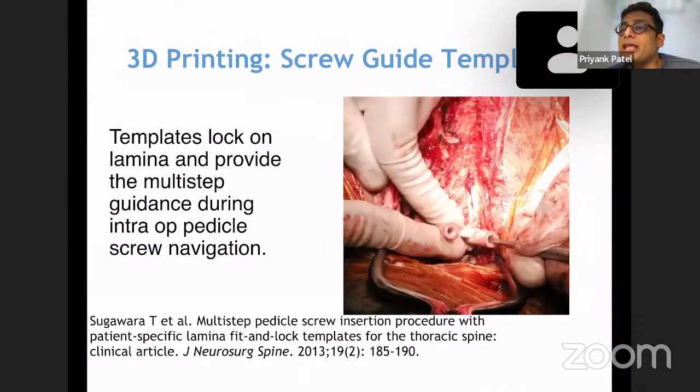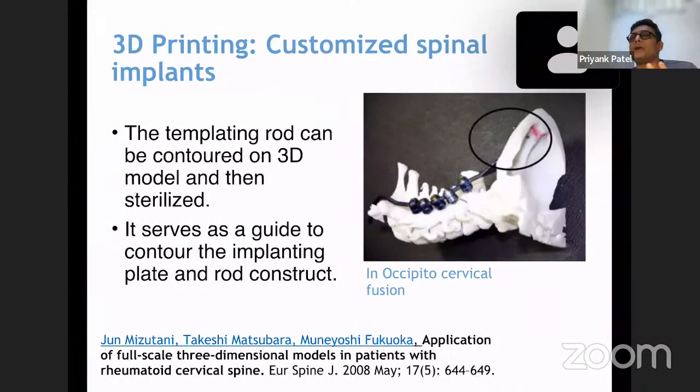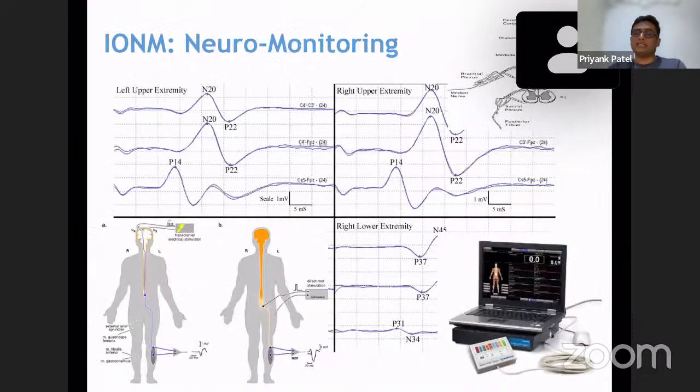You can have 3D printed jigs. You can have a 3D printed spine with which you can sit together and figure out where you're going to make the cuts and how you're going to approach the tumor. So this is going to help you plan the surgeries.